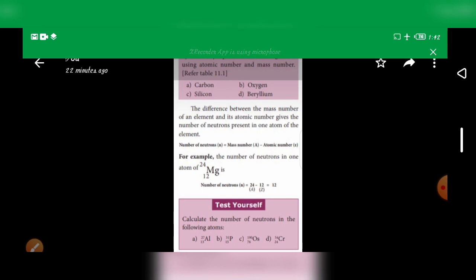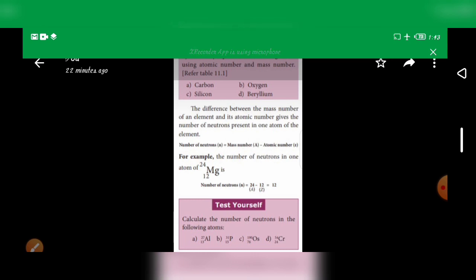Carbon, silicon, oxygen, beryllium. The difference between the mass number and the atomic number gives the number of neutrons present in one atom of an element. For example, the number of neutrons in one atom of magnesium. See here, they have written it like this: 24, 12. Number of neutrons equals number of neutrons.